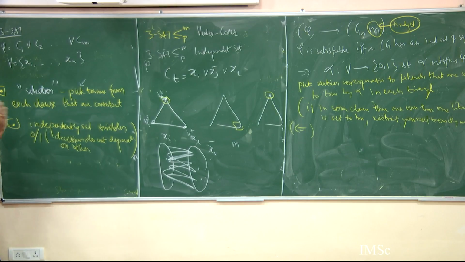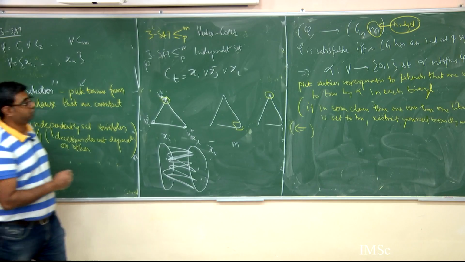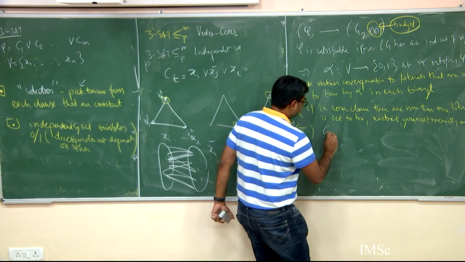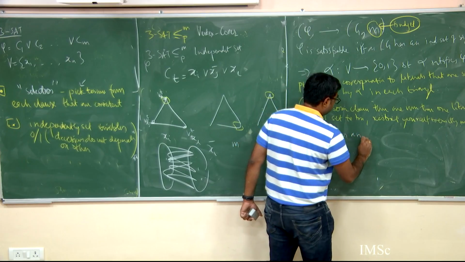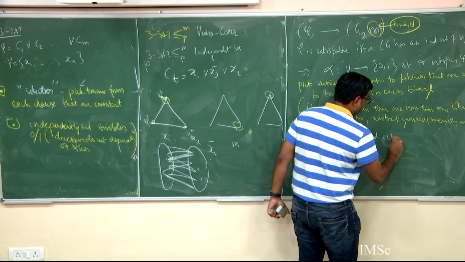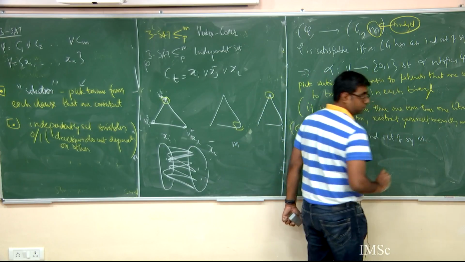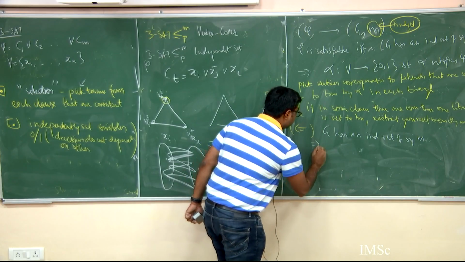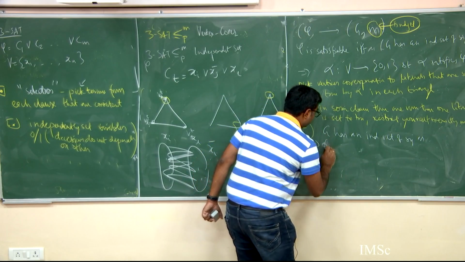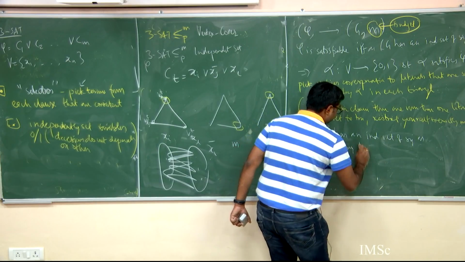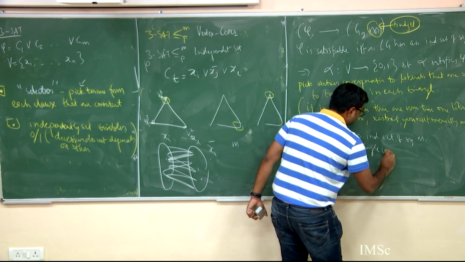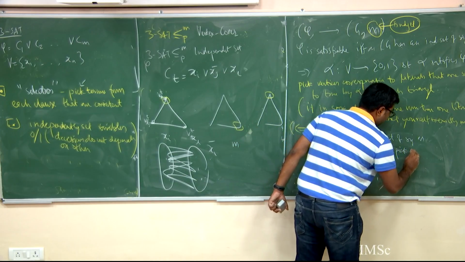So for example, now it has an independent set of size at least m. For the reverse direction, G has an independent set of size m. What does this imply? From every triangle, we pick exactly one vertex.